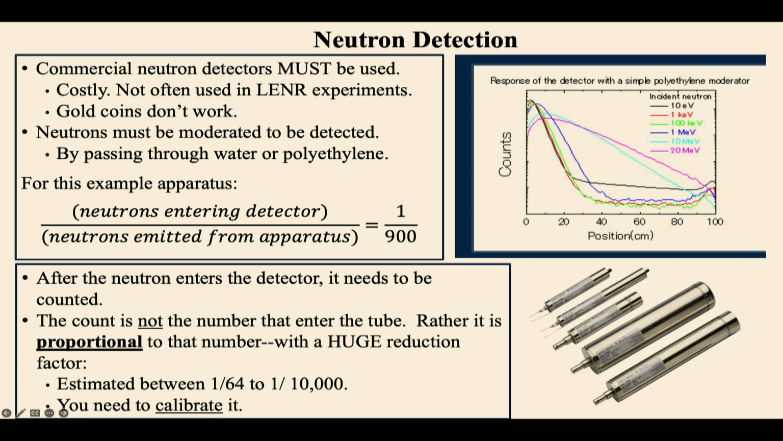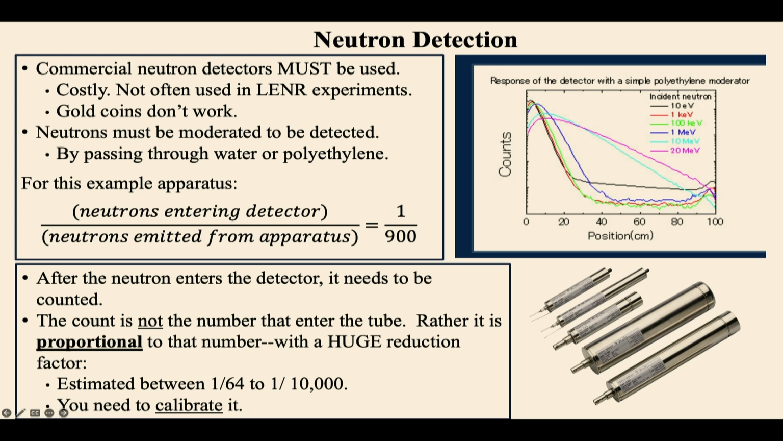For my example apparatus, with the dimensions of it, I calculate that for every neutron that gets emitted, I only detect 1 out of 900. Now, after a neutron goes in, that's the number that go into the detector. That's not what I detect. That's the number that enter the detector.